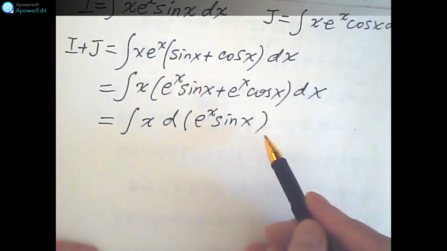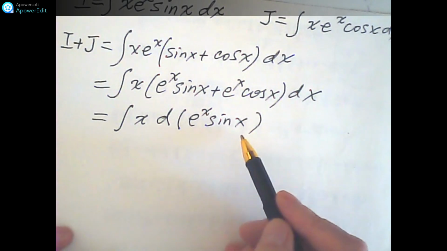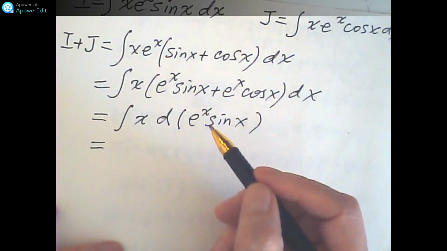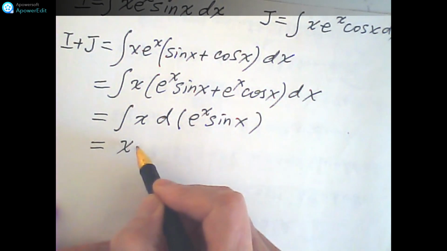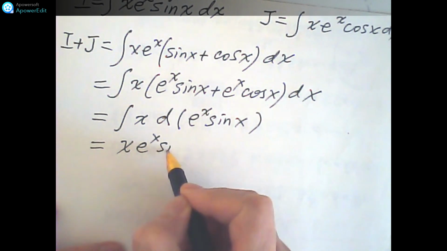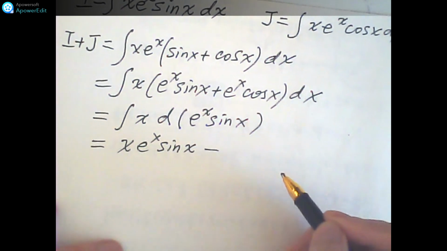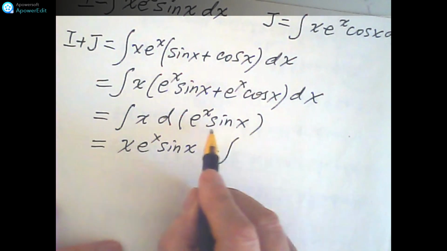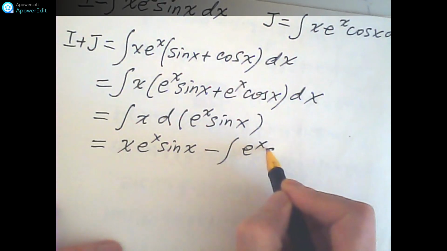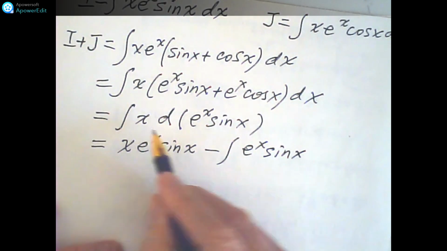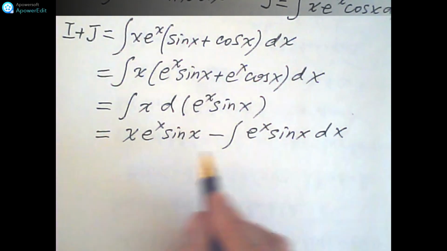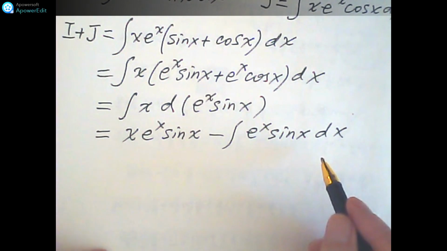So by doing it this way, I can use integration by parts. So this one is equal to, this is u, this is v, right? uv minus the integral of v du. V is this. Du is dx. Okay, so this is I plus J.